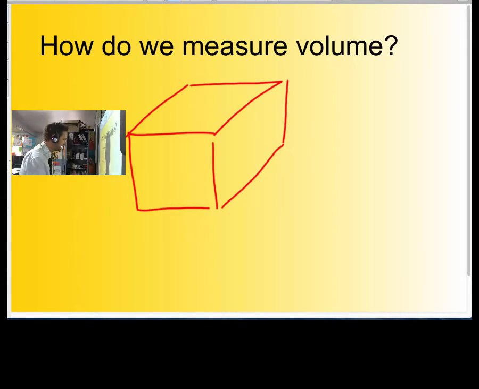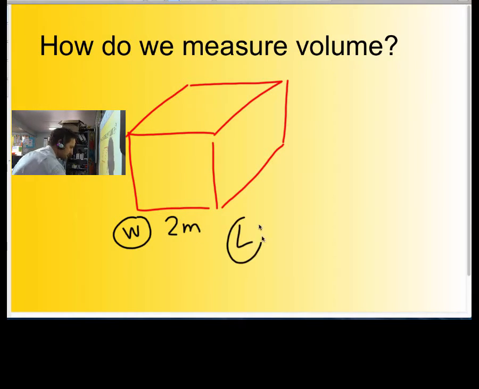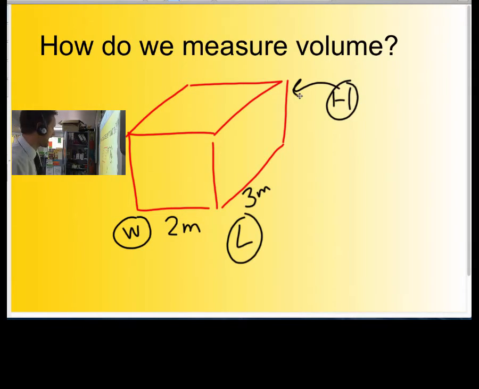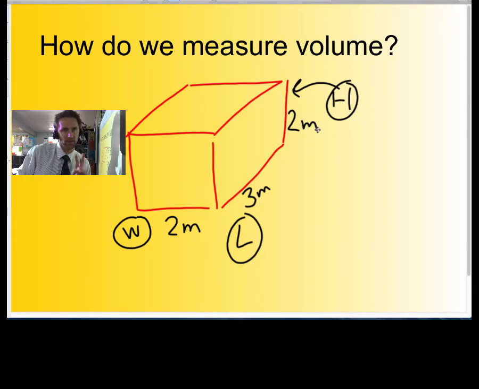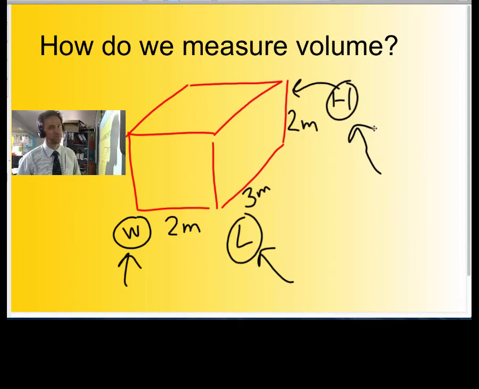Let's say width-wise, we'll call it 2 meters. The length, this up and down dimension, the longest part of any object, is called the length, and we'll call that 3 meters. And the height, this dimension here, let's say that is about 2 meters as well. So you can see we've got more to work out than just 2 numbers. We've got 3 dimensions. We're thinking about width, length, and height. With area, we were just looking at 2 dimensions. Now we've got 3 dimensions: height, length, and width.